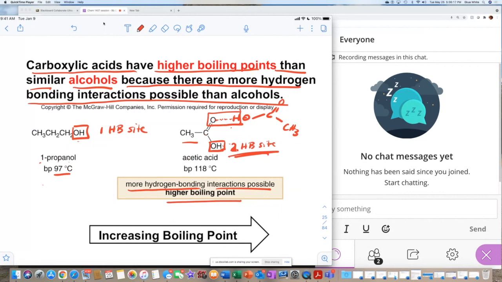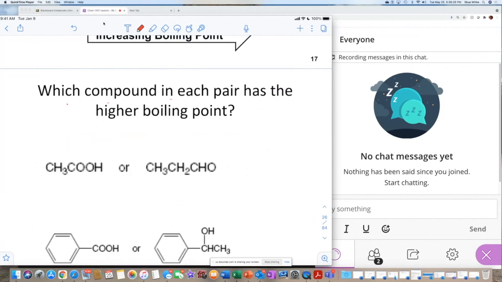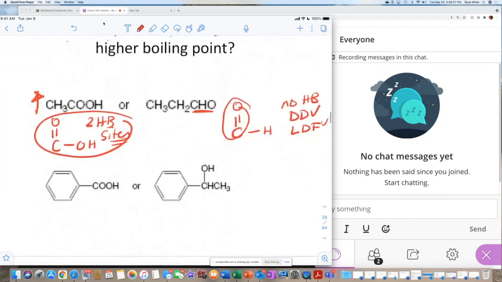So yeah, we have a new winner: acetic acid, carboxylic acid. Here they're asking you which compound in each pair has a higher boiling point. We know carboxylic acid, based on its carbonyl and its OH, has two hydrogen bonding sites. Versus this here, CHO is aldehyde. Remember that? First of all, it has no hydrogen bond. It has a dipole-dipole and an LDF. So over and over again, carboxylic acid wins. This is going to be the higher one of the two.